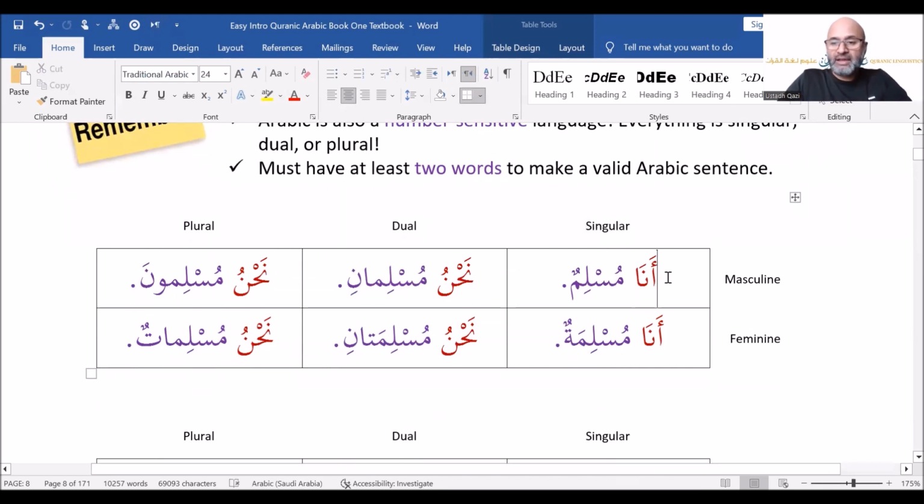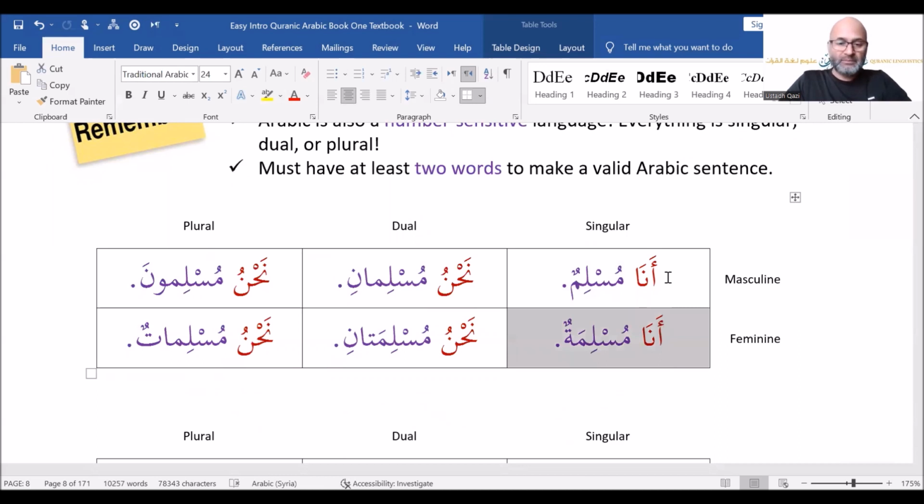Singular and masculine. Ana muslimun. Singular, feminine. Ana muslimatun. So the feminine has a ta marbuta ending. Let's look at the dual. The dual masculine, nahnu muslimani. The dual feminine, nahnu muslimatani. So this is for 2 males, this is for 2 females.